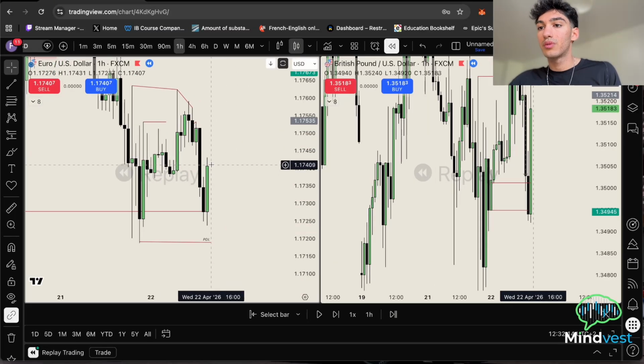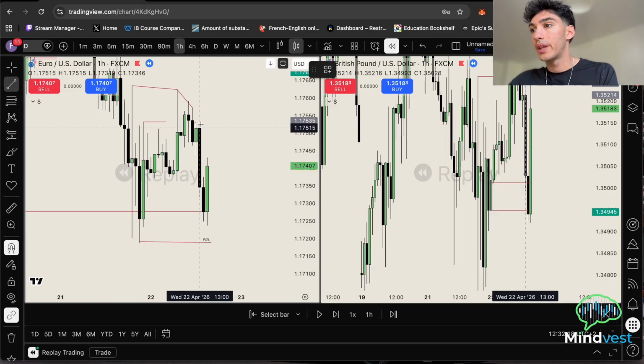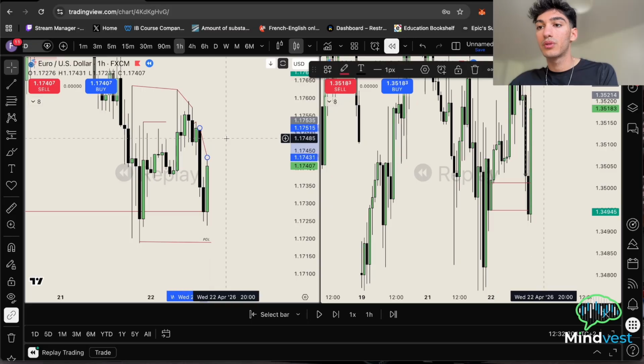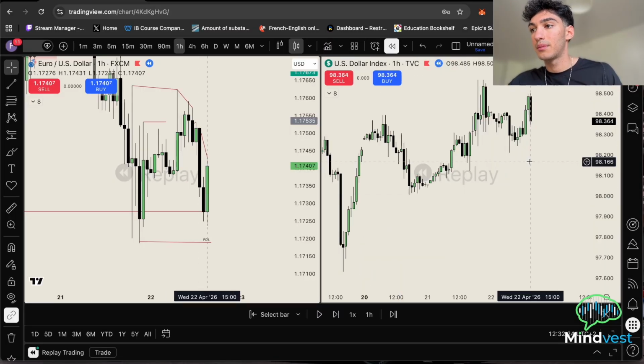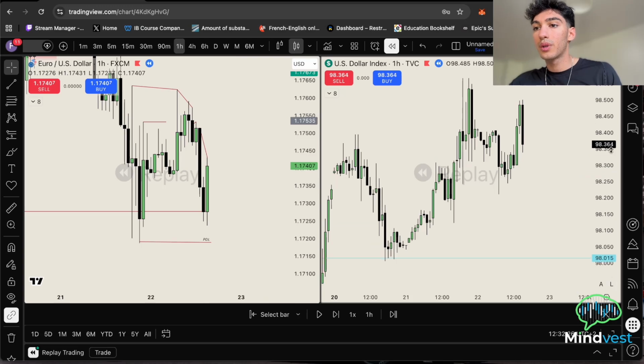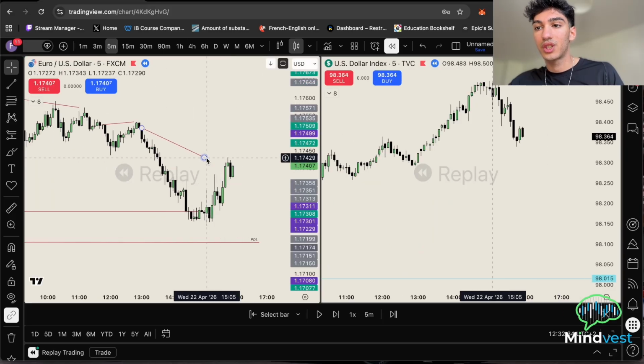So if we were to reject or retrace, because we technically now also have an SMT with that high, right? If we were to reject, let's now get DXY, for example, on the right hand side. Maybe it's more correlated, right? So if we were to reject from this area, I want to see a 5-minute SMT in the gap, and then we change our state, right?